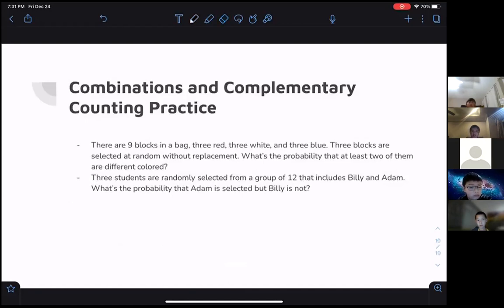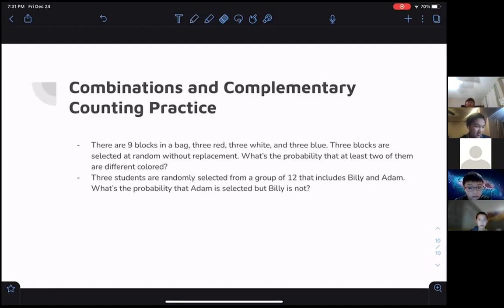Now we have one extra practice. I know we're running a bit late. So there are 9 blocks in a bag, 3 red, 3 white, and 3 blue. 3 blocks are selected at random without replacement, and what's the probability that at least 2 of them are different colored? And the second one, 3 students are randomly selected from a group of 12, including Billy and Adam. What's the probability that Adam's selected but Billy isn't?